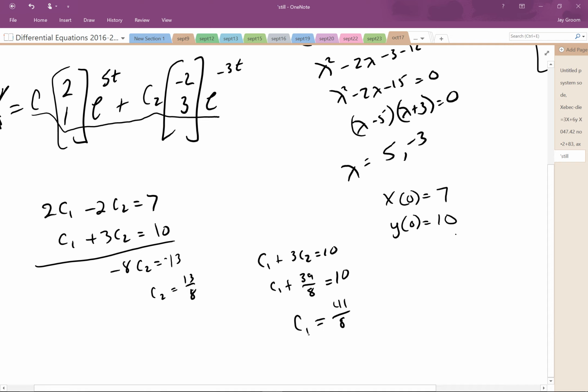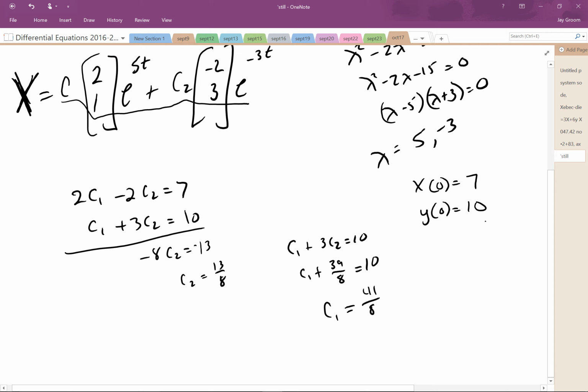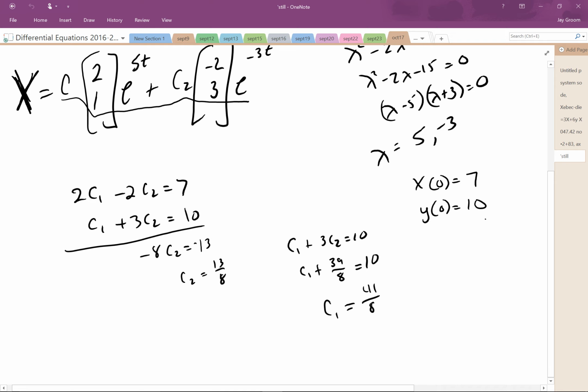So if you plug those in up there, obviously you can just stick it right there if you want to. But if I take C1 times 2, I'm going to get 41/4 e to the 5t. And then C2 is 13/8, so that's going to be minus 13/4 e to the -3t.